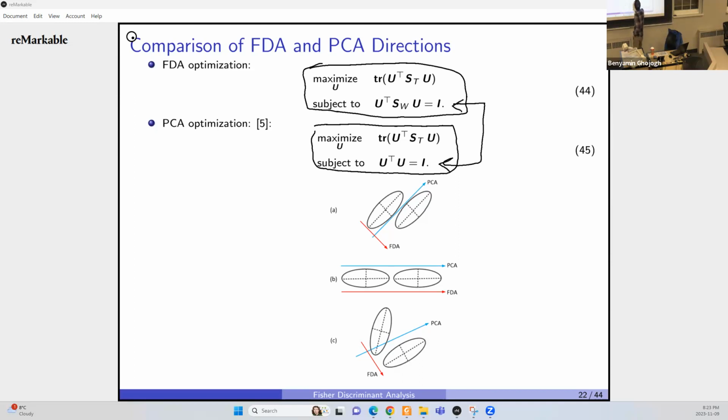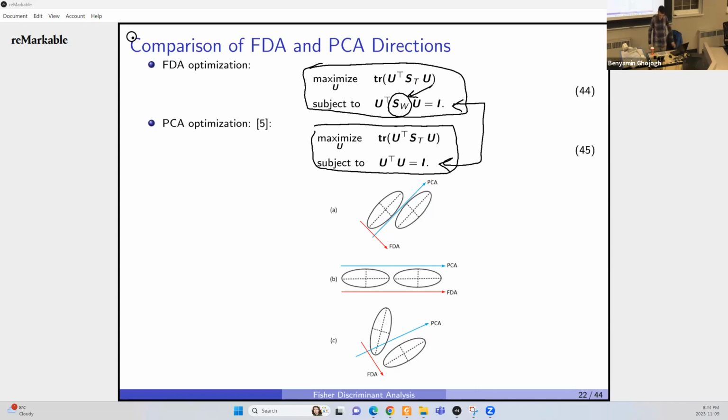Do you see the difference? Here, SW is considering the labels, the class labels. So that's why FDA is supervised, but PCA is not supervised. Do you see that? So basically it says let U be kind of orthogonal, but after some transformation by SW. Do you see that? Very interesting.